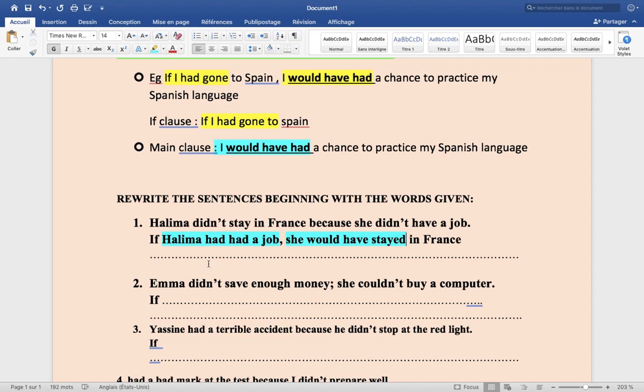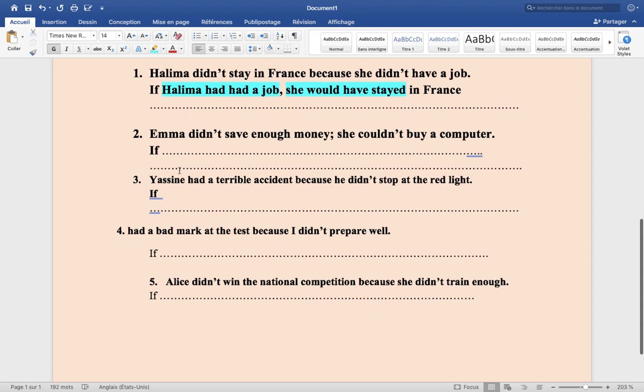But actually she didn't have a job, and she didn't stay in France. But here we are imagining the results of this situation. If Halima had a job, she would have stayed in France. We have the if clause, followed by the subject and the past perfect, and then the main clause: subject plus would have plus the past participle of the verb.